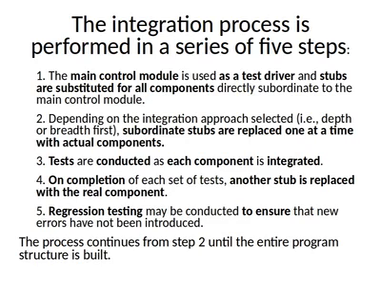These are the steps for top-down integration. 1. The main control module is used as a test driver and stubs are substituted for all components directly subordinate to the main control module. 2. Depending on the integration approach selected, that is depth or breadth first, subordinate stubs are replaced one at a time with actual components.